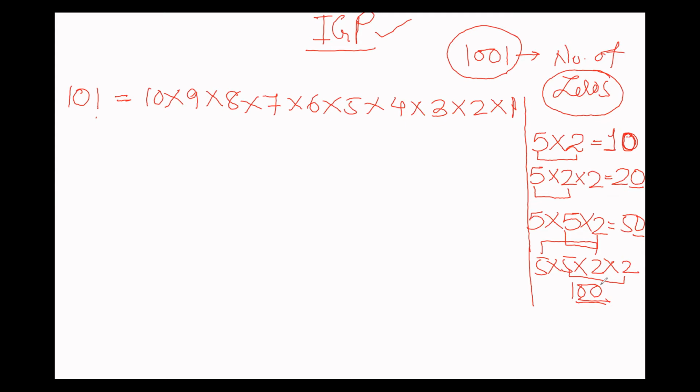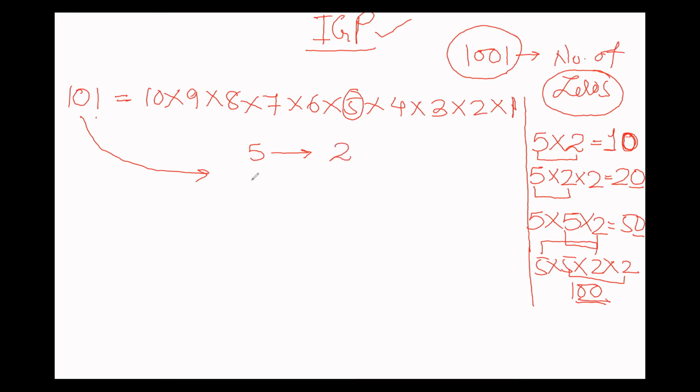So I will try to find the number of 2s in 10 factorial and the number of 5s in 10 factorial. Let's try to count the number of 5s. How many 5s are there in the expansion of 10 factorial? Let's count. I can see one 5 over here, and 10 will contain 10, that means 5 into 2. Total number of 5s in 10 factorial is going to be 2.